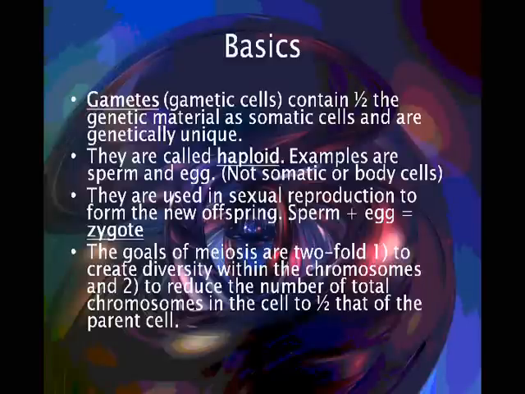That way, when two gametes combine together to form an offspring, they will have the same number as the parent cells. If we were to not reduce the chromosome number with each generation, the chromosome number would double, and that would cause problems for an organism's population.